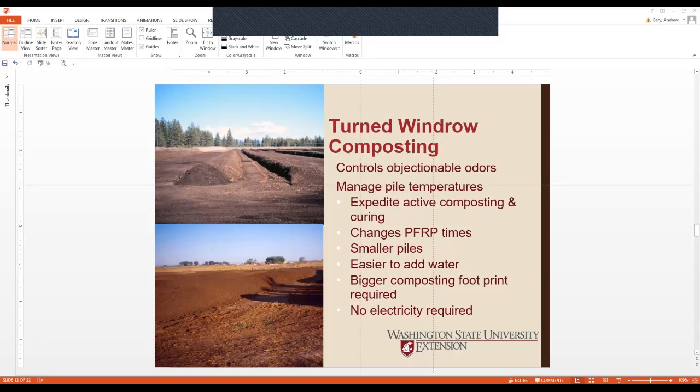Something I didn't mention is that the aerated static pile requires a smaller footprint. This takes a bigger footprint. You've got to be able to come in here and have a turner or a bucket loader come in. So it takes a lot more space. One of the benefits to this system is it requires no electricity.